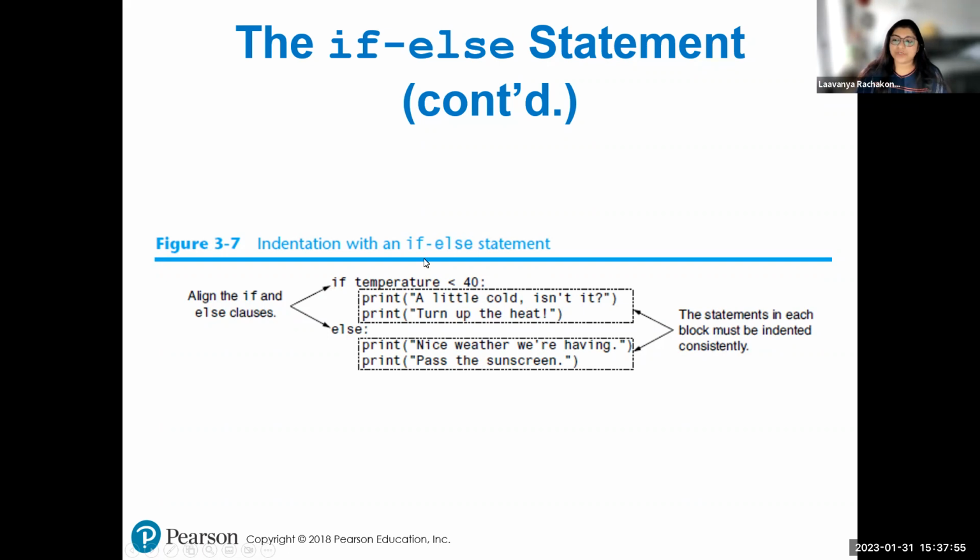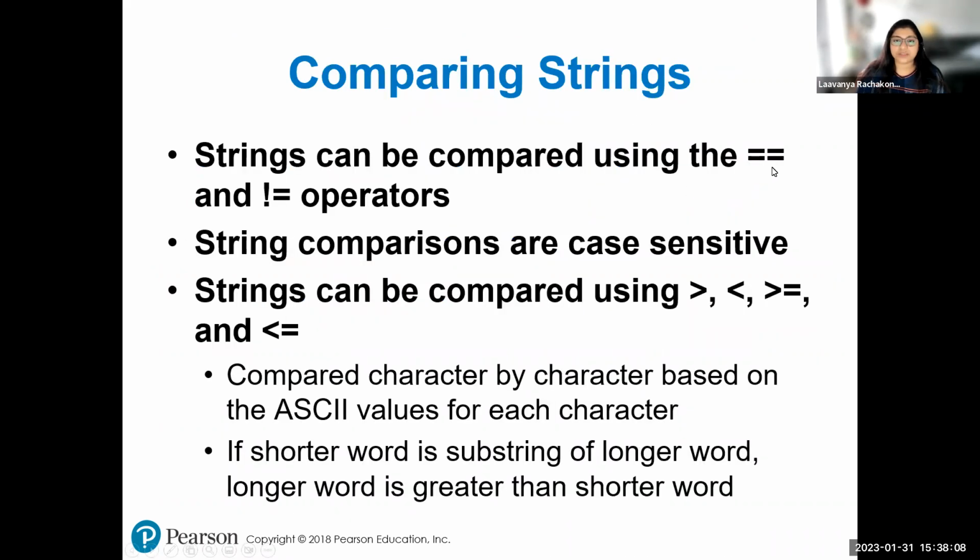So till now we have discussed numbers, like if temperature is less than 40, or if 5 is greater than 3, or if A is greater than B. But how about when you are trying to compare strings? Strings can also be compared by using the equal to and not equal to relational operators, and we'll see an example as well. String comparisons are case sensitive. This is the same for all the keywords and all the variables in Python. So an uppercase T and a lowercase t are not the same. That is case sensitive.